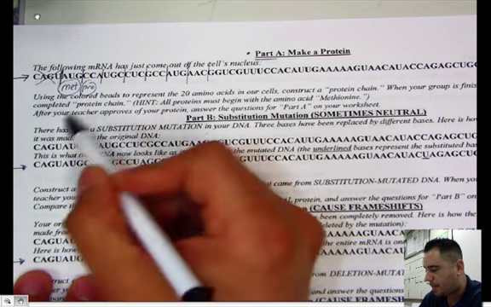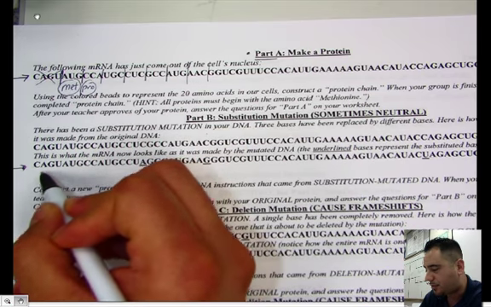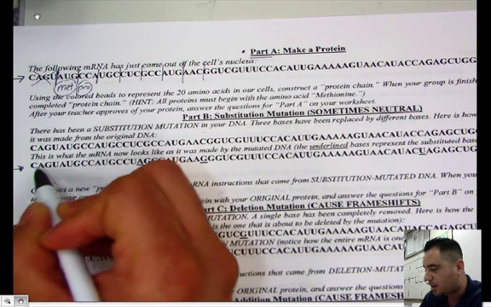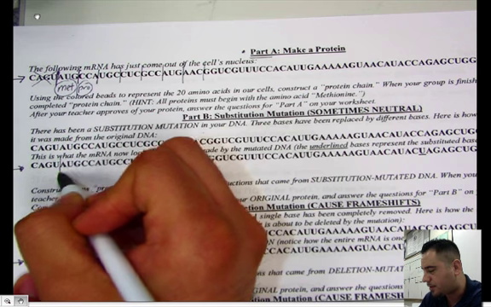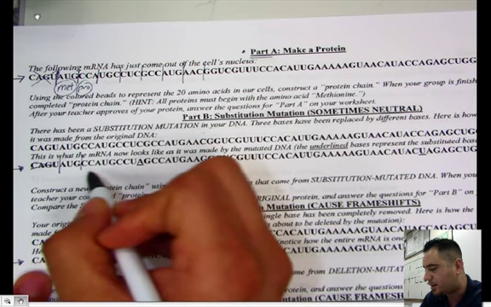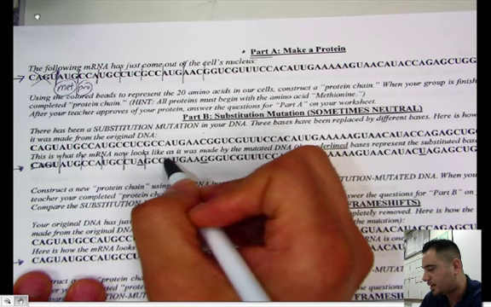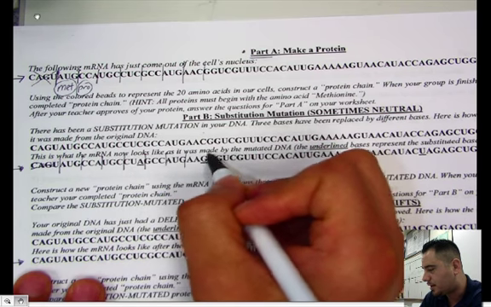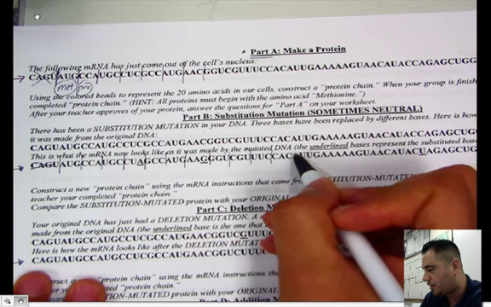Okay, so now in part B you're going to do the same thing. Go ahead, find where you find AUG. I don't see it yet. There you go, I see it now. So I'm going to start bracketing right here. Cross this out because we don't start there, we start here. And bracket this all the way to the end. Just keep going all the way to the end.